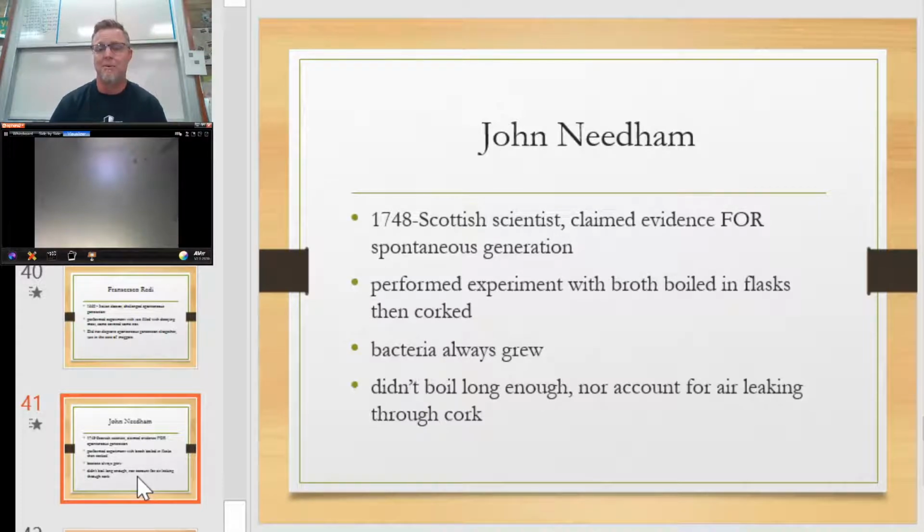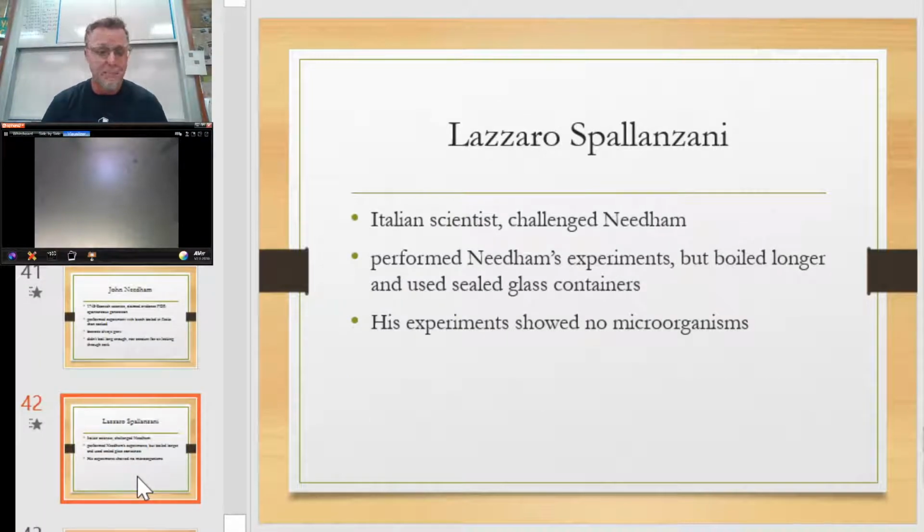And so he thought, well, I guess spontaneous generation, that's a thing, because I boiled the stuff, I put a lid on it, and there it goes, the bacteria is growing. Well, John Needham, we found out later from another scientist, made some mistakes, right? Let's talk about that guy. The scientist that disproved what John Needham did is Lazzaro Spallanzani. Lazzaro Spallanzani is an Italian scientist. He challenged Needham by repeating Needham's experiments, but making two changes.